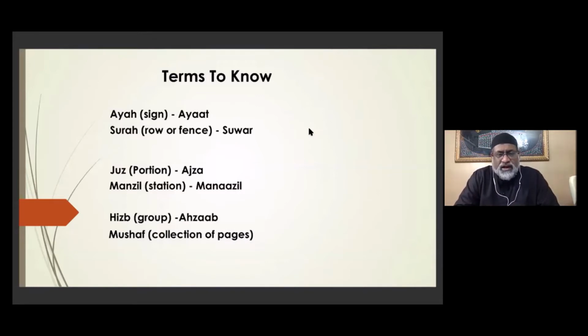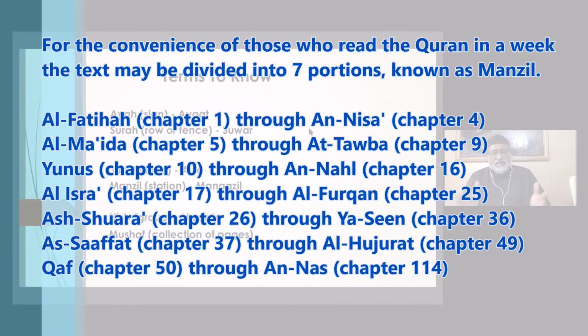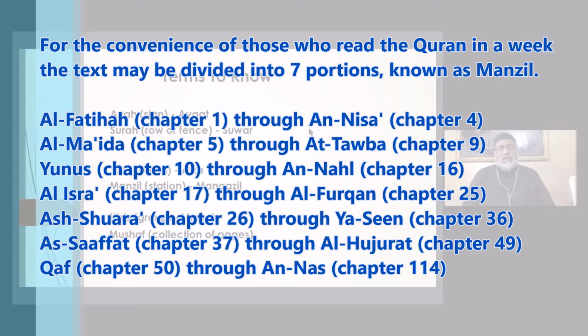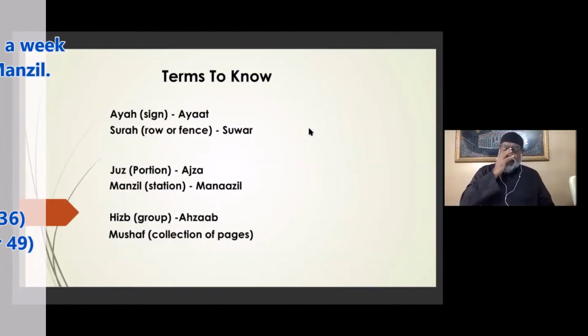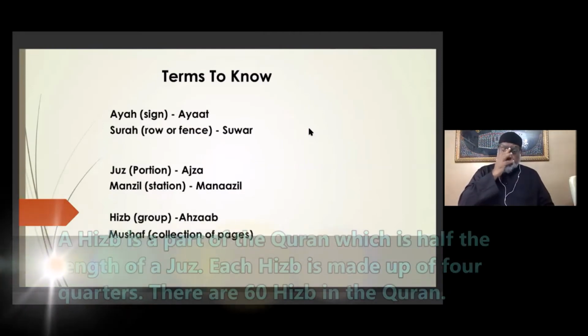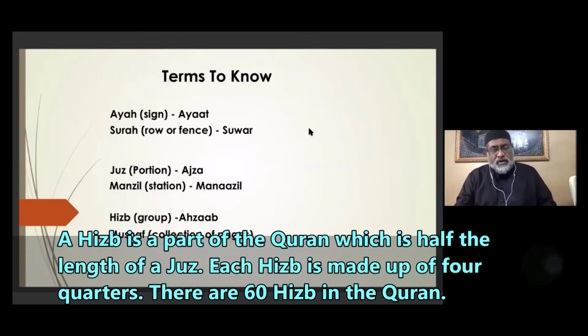A manzil is like this: if you want to read the Quran in a week, they have broken the Quran down into 7 portions. They have signs at the side of the book that tell you this is a manzil, so you can read 1/7 each day and finish the Quran in a week. Then they have hizb, which is like 1/8 of a surah. The manzil is 1/7 of the whole Quran, while with a hizb, the surah is broken down into 8 portions.